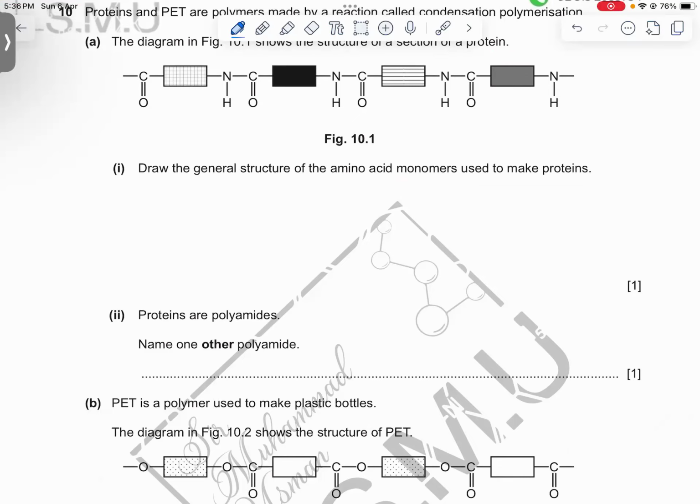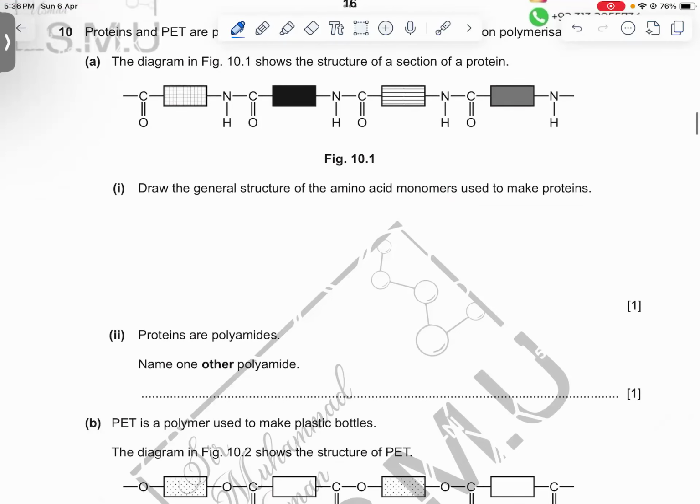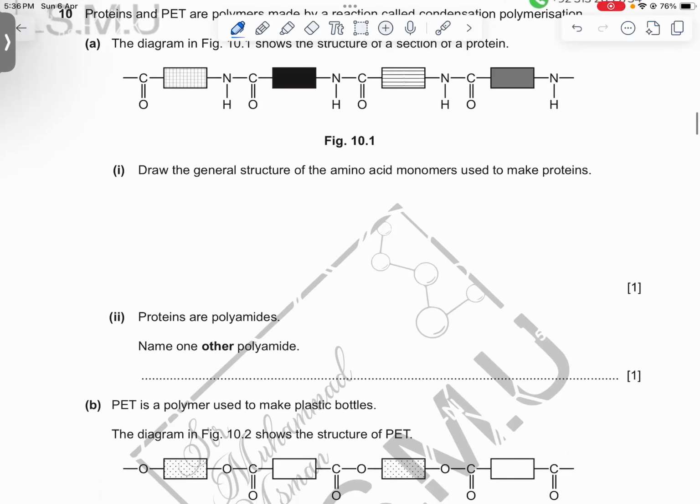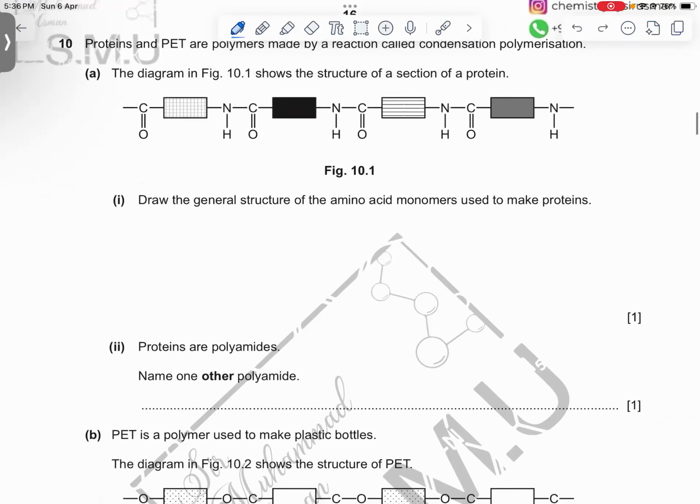So from the top, because this is what a protein looks like, you can simply draw what amino acids look like. So amino acids generally look very simple. They have a carbon in the center, and then on one side they have a carboxylic acid group, right?